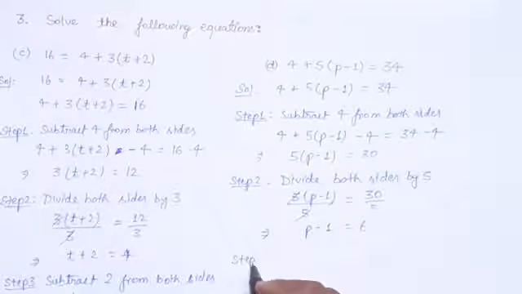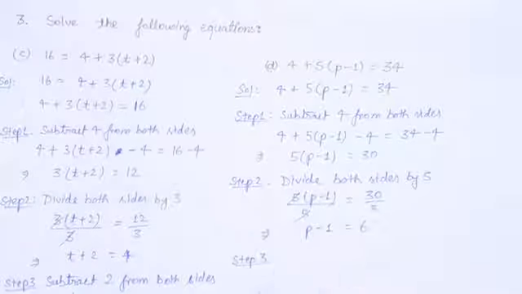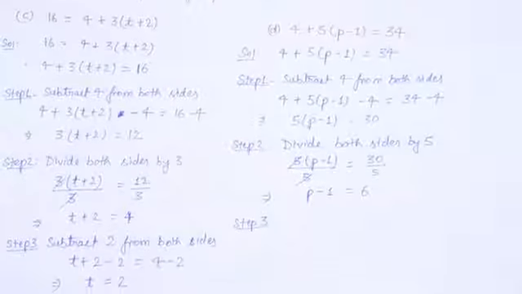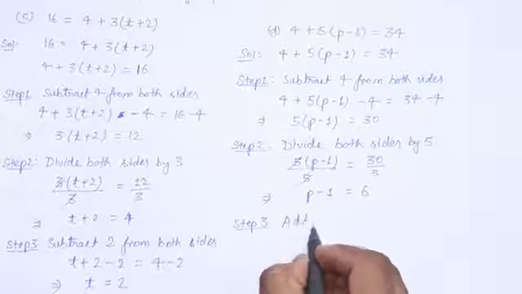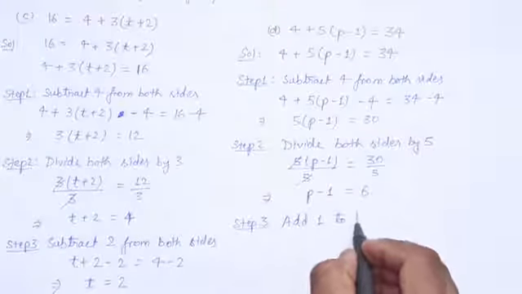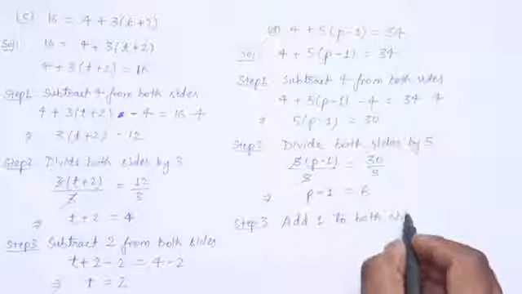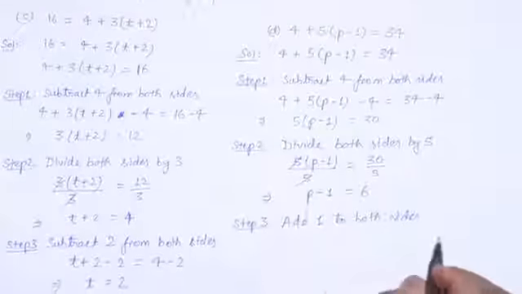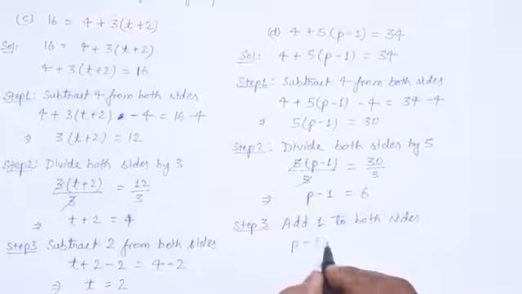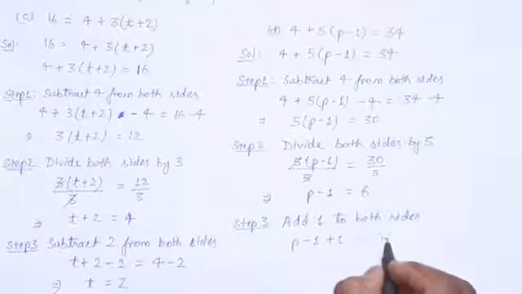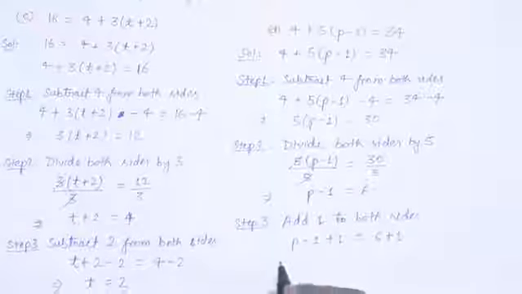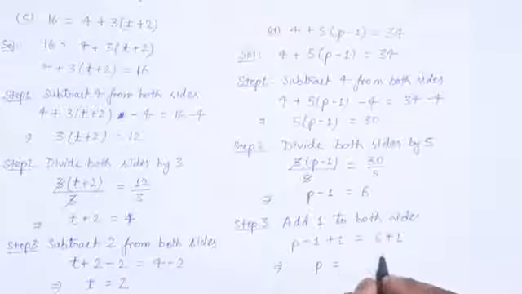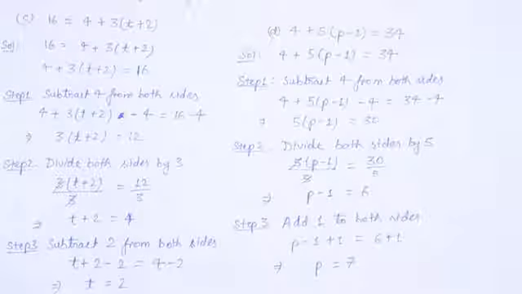Now again you can see that we have p minus 1 on the left hand side instead of p only. So what we do in step 3, we add 1 to both sides. Why are we adding 1 to both sides? In order to obtain p only on the left hand side. So we can write p minus 1 plus 1 equals 6 plus 1. So minus 1 and plus 1 cancel out. So we have p equals 6 plus 1, that is 7. So this is our solution.